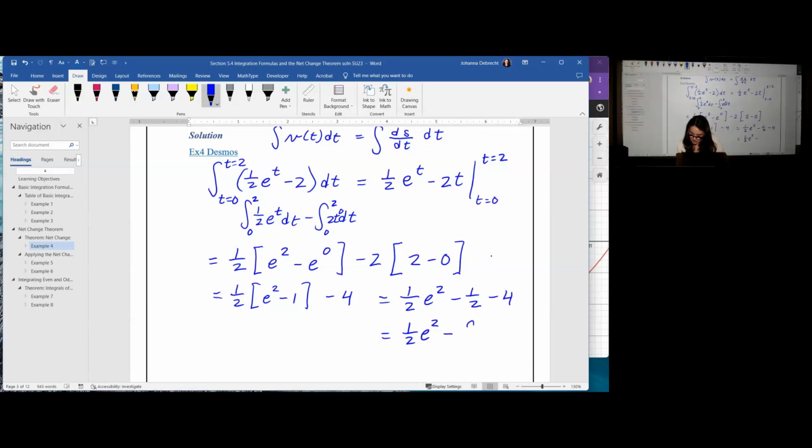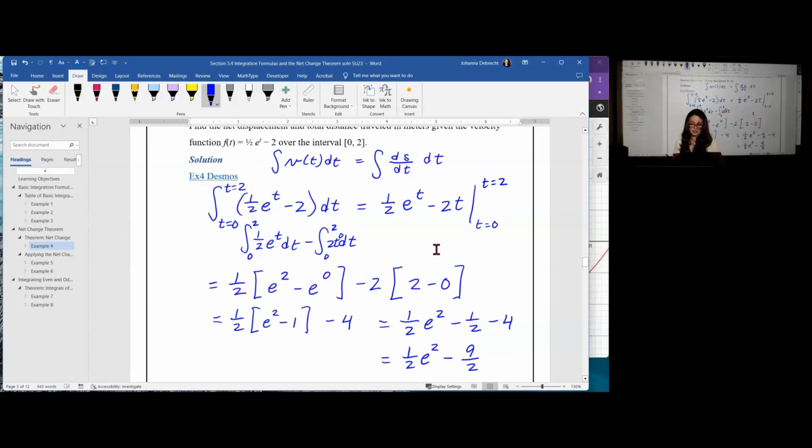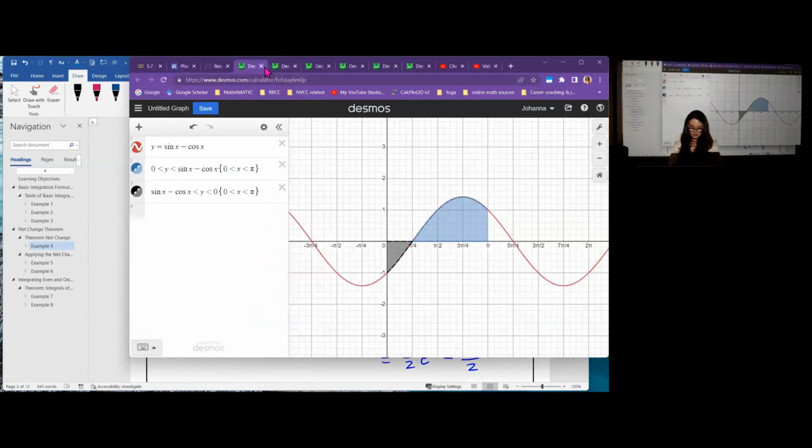Remember that e is a number. And this definite integral represents, in our case, net displacement. So this would be the displacement of the object, the change in position from where it was originally. And again, we're thinking of the integral as the integral of the derivative of position rather than just the integral of velocity. But velocity is the derivative of position. So our change in position is 1/2 e squared minus 9/2. Let's take a look at that graph.